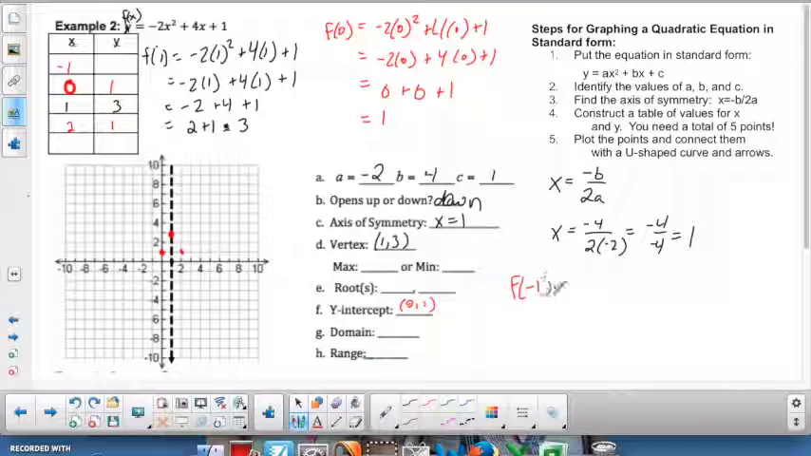So f of -1. Y'all can see now why I changed it to f of x notation, because it just saves me some time and helps me keep track of my scratch work a little bit better. So this is -2 times -1 squared, plus 4 times -1 plus 1. Okay, -1 squared is just 1.